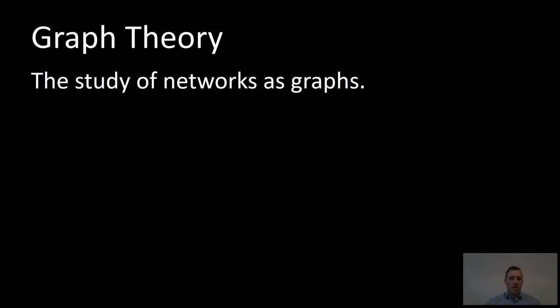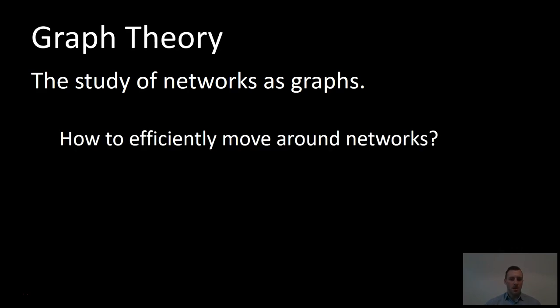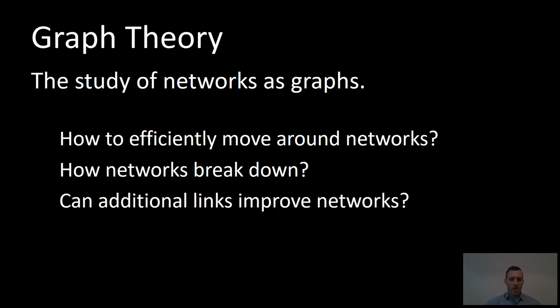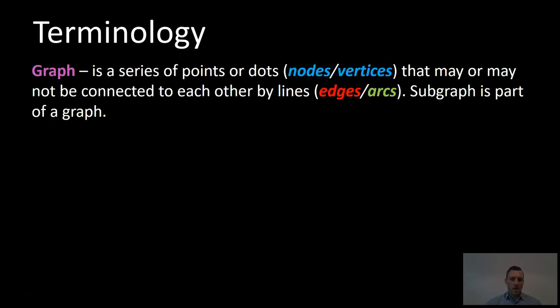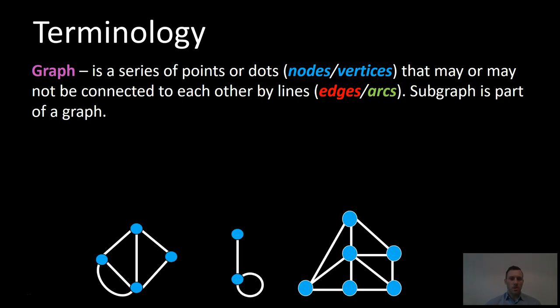If you want to analyze networks, we need a way of describing them and analyzing them mathematically. We do this by converting networks into graphs to find how to efficiently move around the networks, how networks are broken down, if a network can be improved by adding additional links, and finally, how things spread around networks. Like most areas of mathematics, networks have their own set of terminology that is important to understand before we can analyze them. A graph of a network is a structure which shows the physical connection or relationship between things of interest. A graph is a series of points or dots that may or may not be connected to each other by lines. Here I have three basic examples of network graphs.